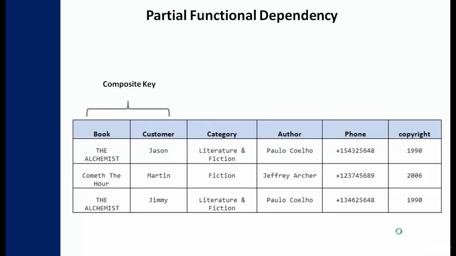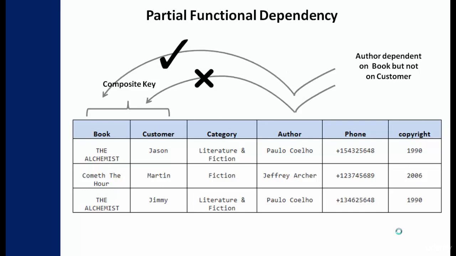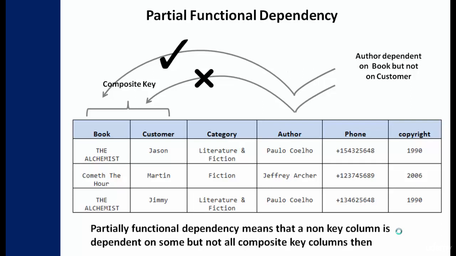In this table, we are treating books and customers as a composite key. So the book and customer columns would be known as composite key columns, and the rest of the columns would be known as non-key columns. Now if we see the author column, it is dependent on one of the columns of the composite key, that is books, but it is not dependent on the second composite key column, which is customers. The same can be applied for the copyright column. So author, which is a non-key column, is only dependent on one of the columns of the composite key, which is books. This is what partial dependency is. Partial functional dependency means that a non-key column is dependent on some but not all of the composite key columns of a table.